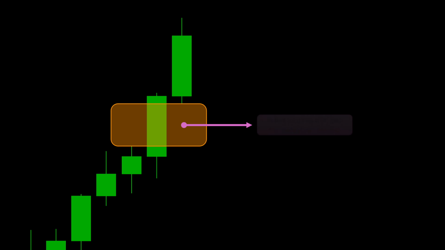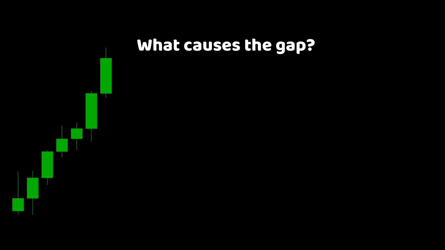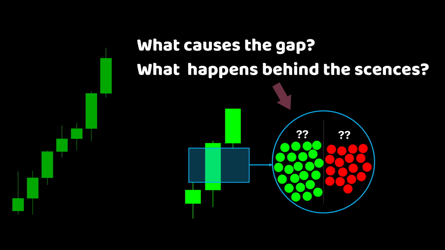So as you can already guess, the trades will be taking place right here on the gap. And in many other cases, a fair value gap is also used as a take profit area. And now let's get to understand exactly what causes the gap. What exactly is happening behind the scenes during the gap formation.